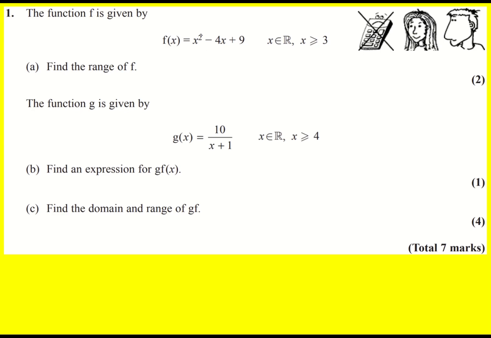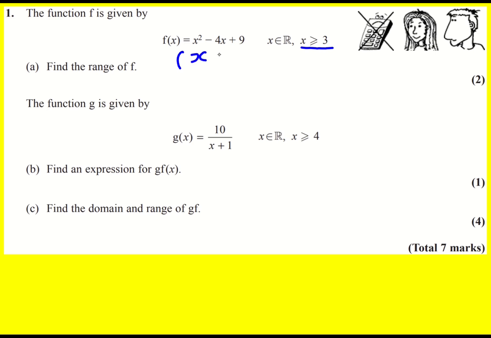In this question, we have a function, and we are told that the domain is all real numbers except that x is greater or equal to 3. So this is a restricted domain rather than the natural domain. And hence, if we're finding the range, it's going to be a restricted range as well. But if we just ignore this x greater or equal to 3 for a moment and just sketch or think about this function, we can get an idea of where the turning point is for the quadratic.